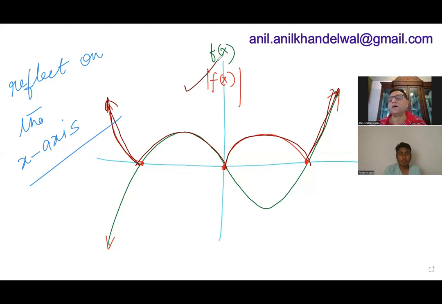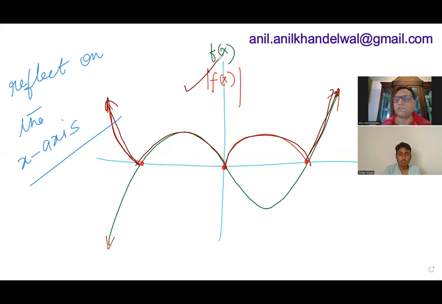So any given graph, just reflect it on the x-axis, the negative portion, and maintain the positive portion as such. Okay? Yes, sir. That is how you get absolute value graph for a composite function. You get the idea. Yeah.